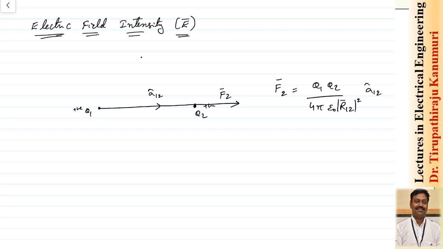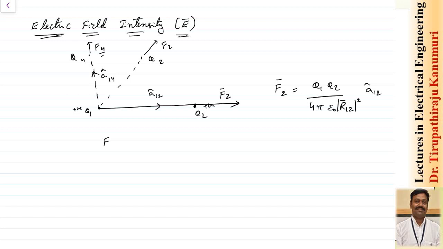In a similar way, let us assume Q2 is moved to this point. Now the force will start acting in this direction. This will be the force on Q2. Similarly, if you move to some other point, again a force will act in the direction of the line joining. Let us take it as some point number 4. So this will be A14. In this direction the force will be acting on this charge. So similarly we can say that wherever the charge is kept, the force will be applied on that. That force will be repulsive if the charges are of the same type, and the force will be attractive if the charges are of opposite type.